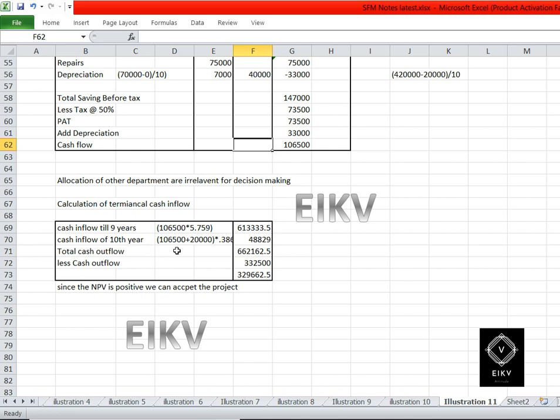When we total the cash inflows, the amount will be 6,62,162. And we need to deduct the cash outflow of rupees 3,32,500. We will get a positive amount of 3,29,662. Therefore, since the NPV is positive, it is better to go for the new machinery.